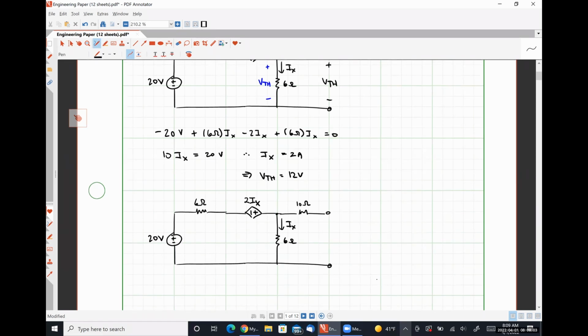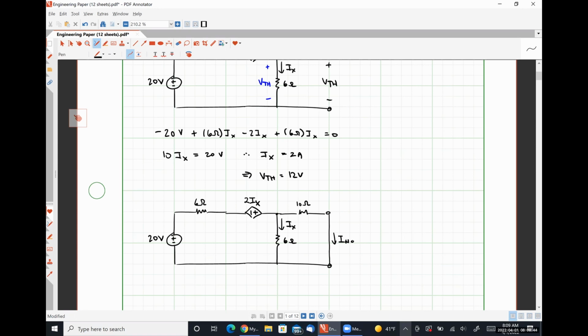While you guys redraw this, I'm going to ask, how do we measure or calculate our Norton current? I short circuit the terminals, and then what do I do? Measure the current flowing through that short circuit, or calculate the current flowing through that short circuit. So I'm going to short circuit my terminals, and I'm going to define I Norton to be the current flowing down through that short circuit. What circuit analysis technique would you guys like to use for this one?